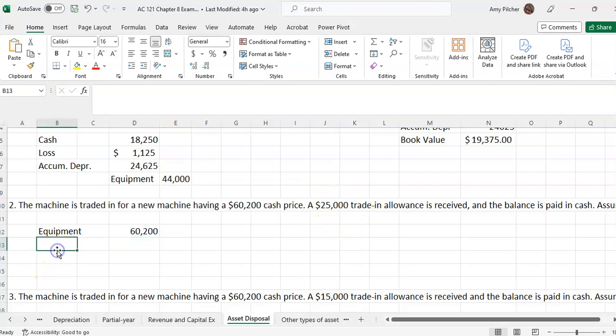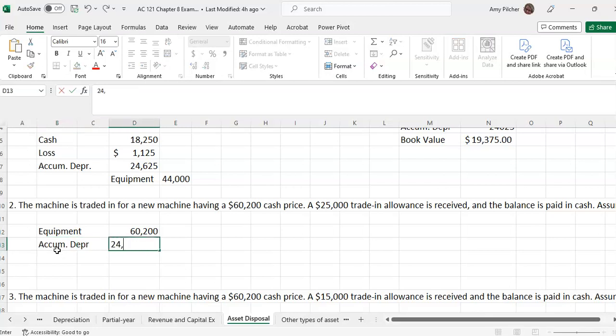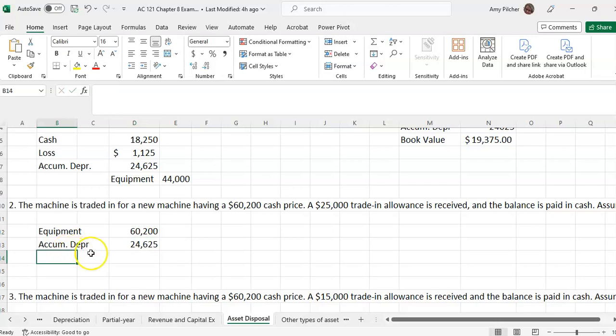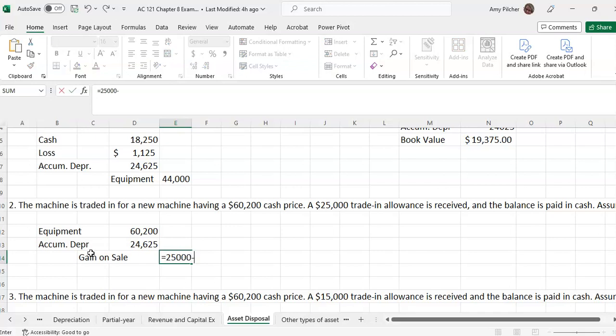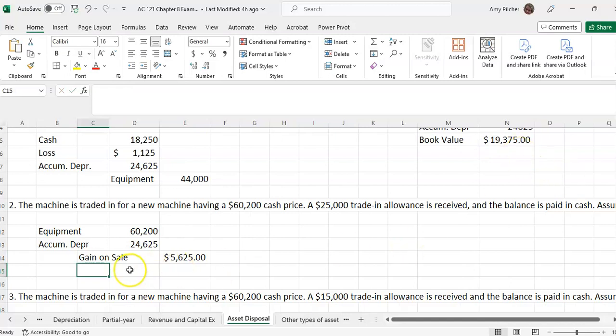So the next debit entry we need is to remove the accumulated depreciation of the old truck. Now we have credits, we have a gain on sale, and that amount is the difference between $25,000 and our current book value. And then we need to remove the old machinery, I'll just keep saying equipment, that's fine, at a value of $44,000.